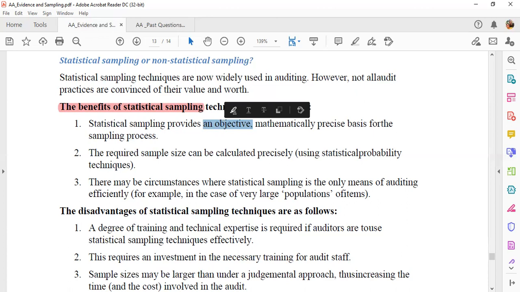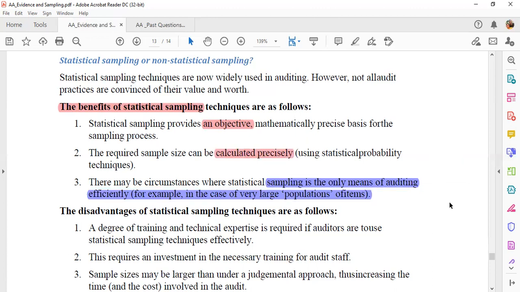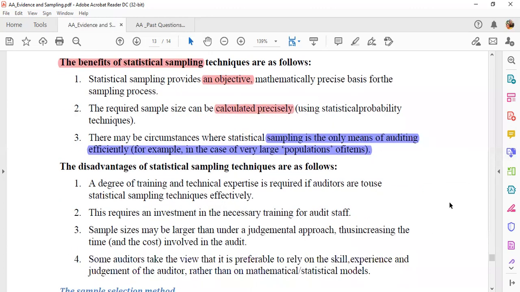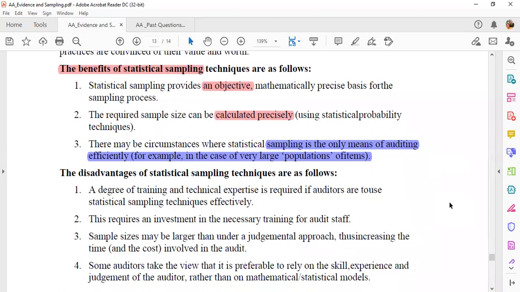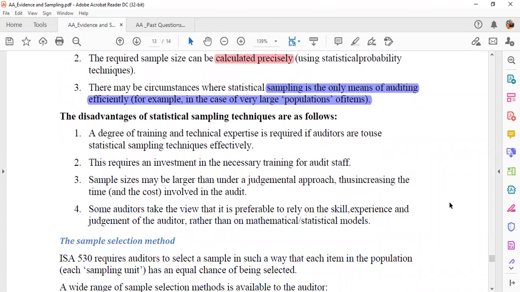The required sample size can also be prescribed using a mathematical technique. There may be circumstances where statistical sampling is the only means of auditing efficiently, for example in the case of a large population of items. If the population is large, the only way that you can do this effectively is using statistical sampling. So please don't forget these benefits. It is objective, it can be easily calculated using the probability technique, and it is good for a large organization.